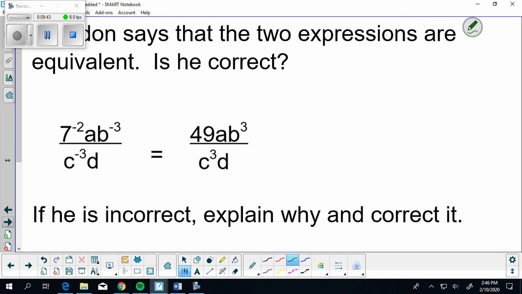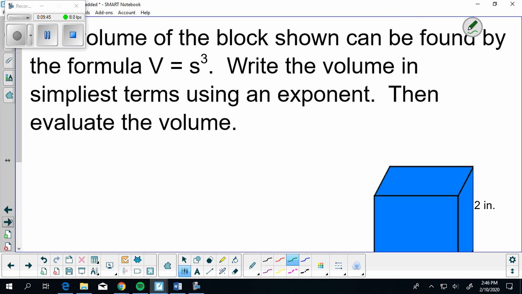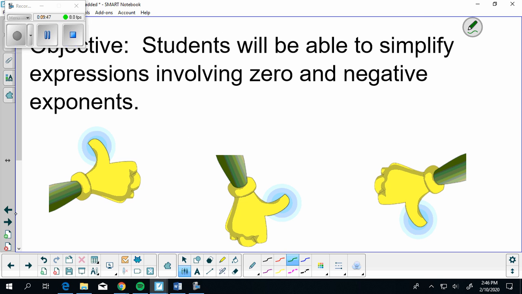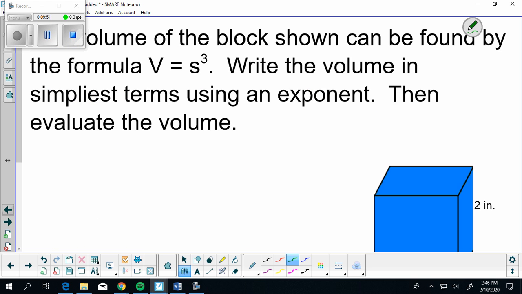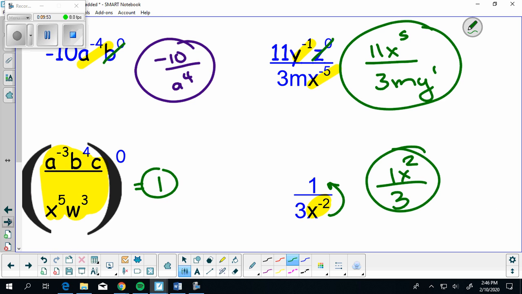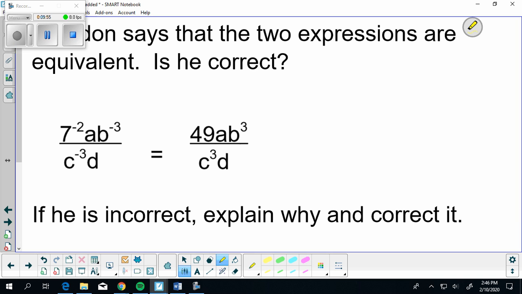So I hope this helped with 6.1, especially if you were absent, that you can see all I'm doing is moving the specific pieces to make them happy. And you can even see here, I should have moved the 7 to the negative 2, the B to the negative 3, and the C to the negative 3.